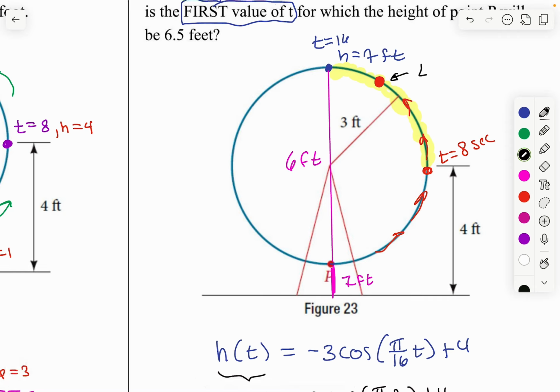So that point there is happening at about 13.02, and the height we know is 6.5.